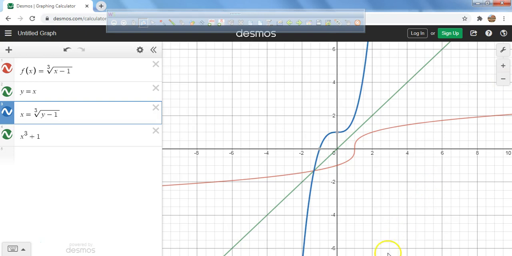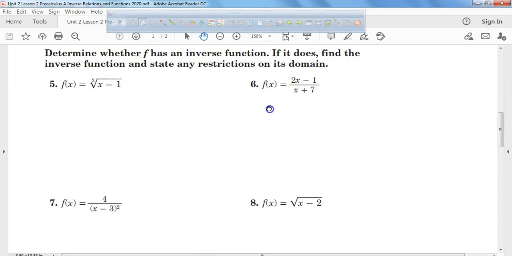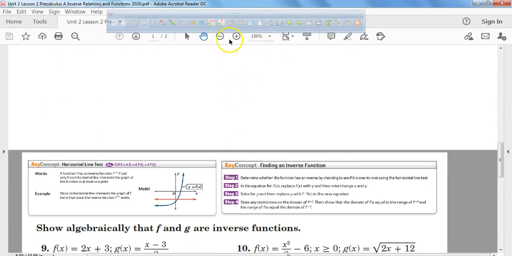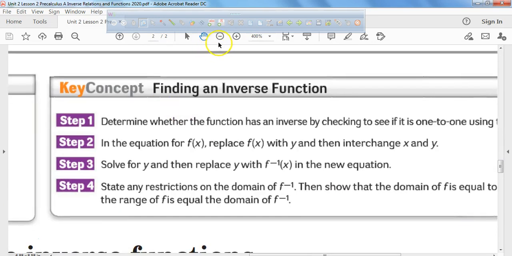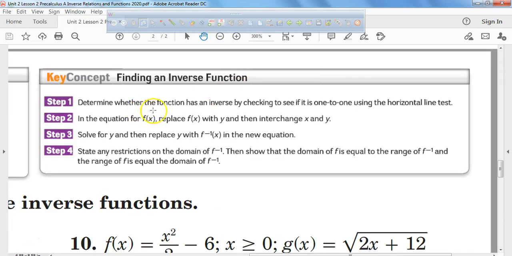So, you're like, I am not going to remember how to solve for an inverse. Well, if you don't know how to solve for an inverse, instructions. Here we go. Step 1. Determine whether the function has an inverse by checking to see if it's a 1-to-1 using the horizontal line test. Then, in the equation of f of x, replace f of x with y, and then interchange x and y. Then solve for y, and replace y with f to the power of negative 1. Then state any restrictions on the domain of the inverse.